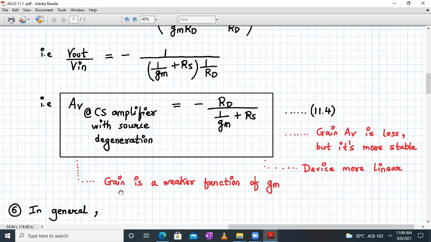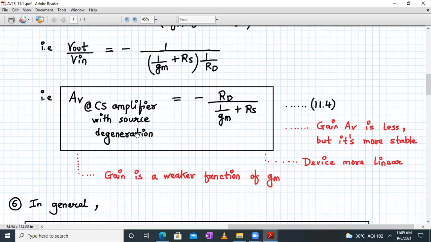And here you see the gain is a weak function of gm. Why? Because this is in the denominator. So even if there are changes in the gm, the contribution to the gain is very, very small, because the changes will be in the 1 upon gm value, right? So even if gm changes, the gain of the CS amplifier with source degeneration hardly changes.